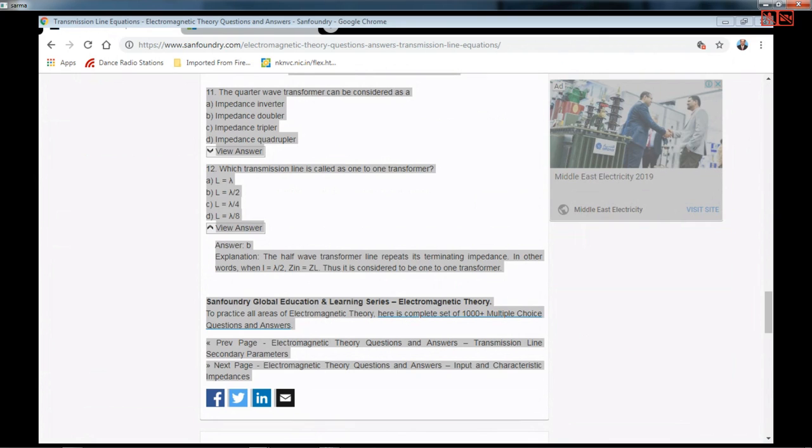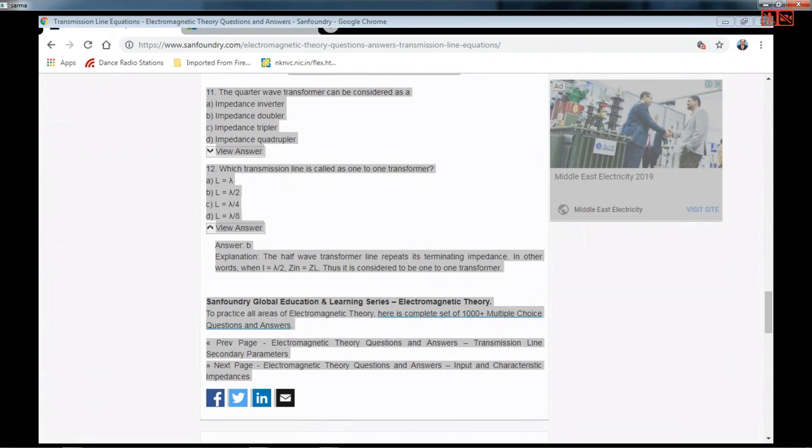Then the last one is a transmission line whose length is greater than lambda by 4 and it is kept open circuited. So an open circuited line with length greater than lambda by 4 acts like an inductor. So you can get the realization of an inductor with an open circuited line of length greater than lambda by 4 or a short circuited line with length less than lambda by 4. Similarly, you can get the effect of a capacitor with an open circuited line less than lambda by 4 or a short circuited line greater than lambda by 4. Okay, so these are some of the options we have.